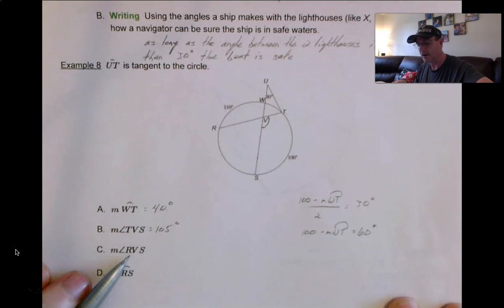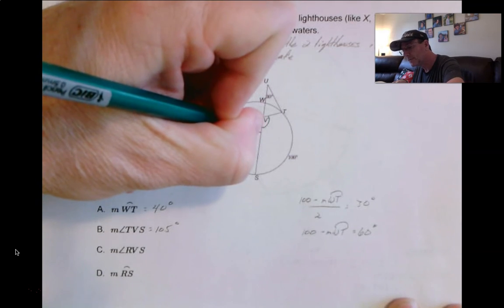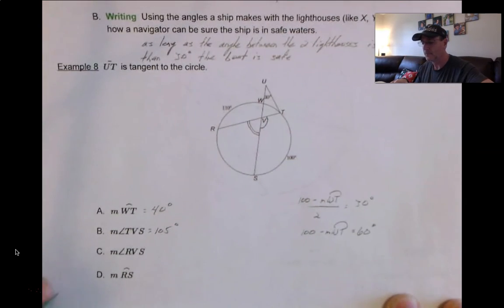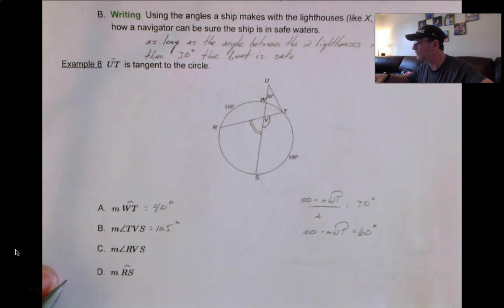Measure of angle RVS. This angle here. Well, it's 180 minus 105, 75 degrees.